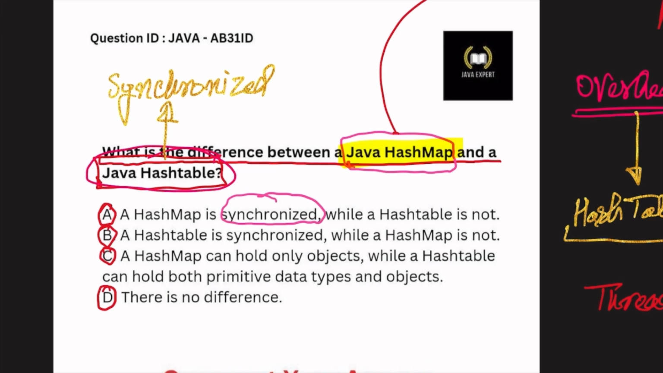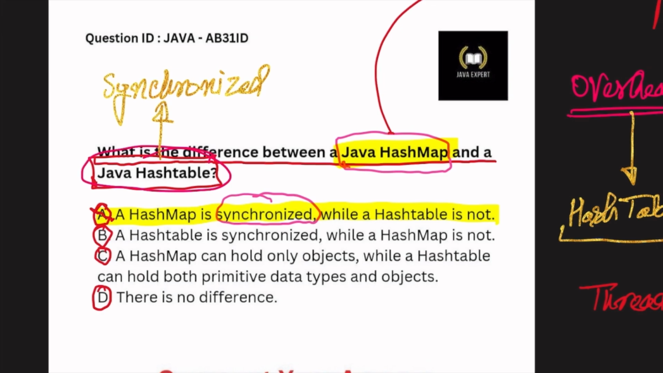Okay, let's check option A first. A hash map is synchronized while a hash table is not. Option A is incorrect because it states the opposite about synchronization. So option A is wrong. Okay, let's check option C. A hash map can hold only objects while a hash table can hold both primitive data types and objects. Option C is wrong.